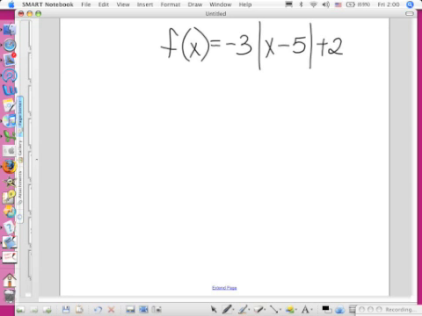Let's let everybody work on this at your desk. Identify what is the vertex, what is the slope, which direction does this thing open? Identify those things and then go graph it.